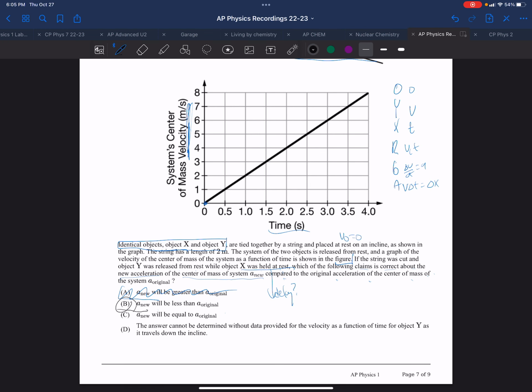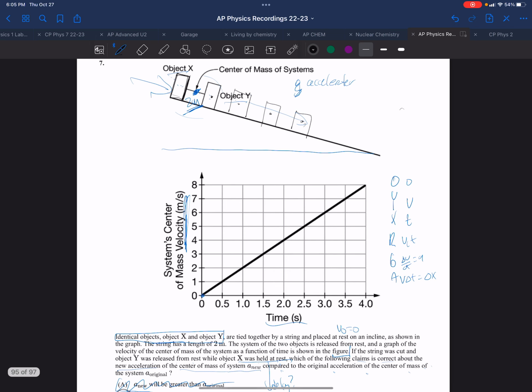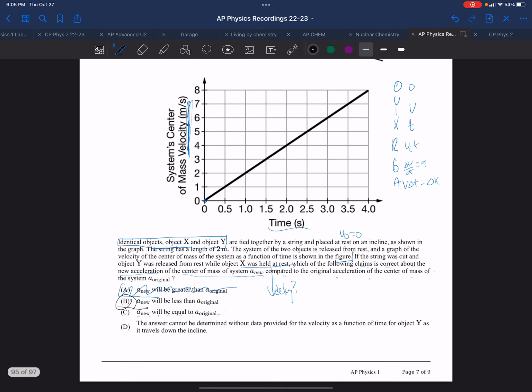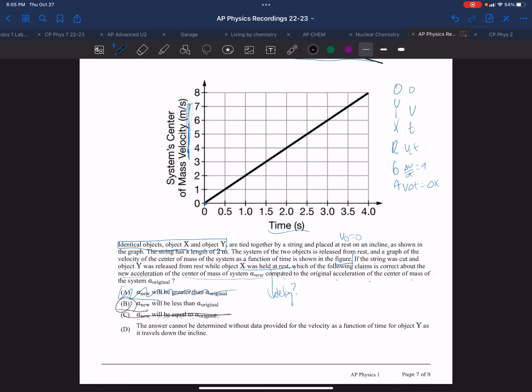It looks like B is our answer. A new will be equal to A original? Well, we just argued through that to see that if X is being held steady and Y is moving, then although Y is accelerating, the weight of the position of X is holding the acceleration back. So it can't be equal. Cannot be determined? Well, that's false. We've determined it. So our answer is choice B. It will be less.